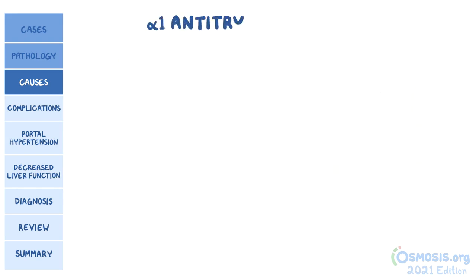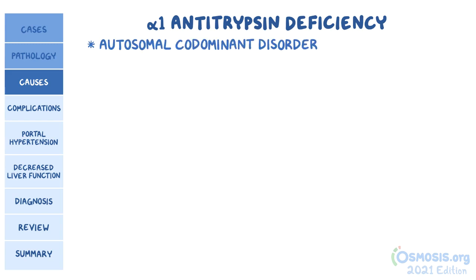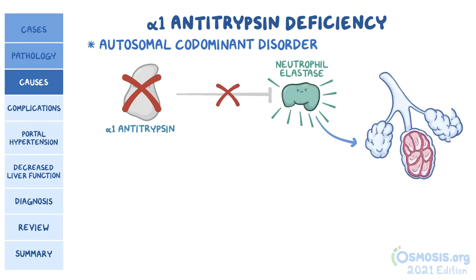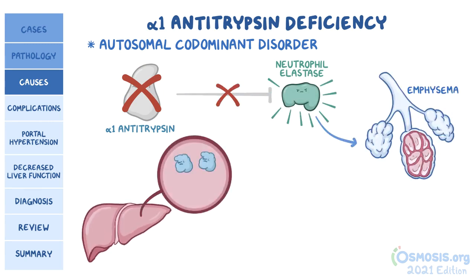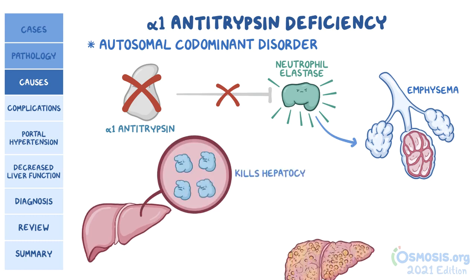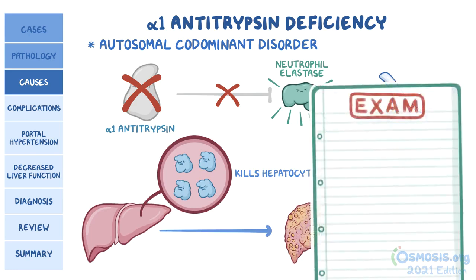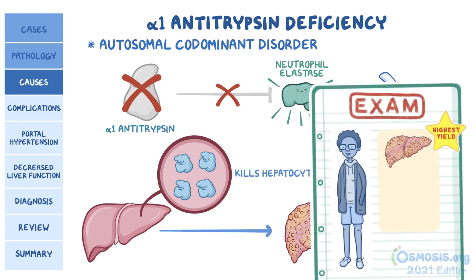Next, there's alpha-1 antitrypsin deficiency, which is an autosomal codominant disorder, where there's insufficient alpha-1 antitrypsin. This protein normally inactivates neutrophil elastase, but when there's a deficiency, this elastase can damage the alveoli in the lungs, resulting in emphysema. And in the liver, misfolded alpha-1 antitrypsin builds up, killing hepatocytes and leading to cirrhosis. So, a test question will often present a young person with cirrhosis and dyspnea without a history of smoking.